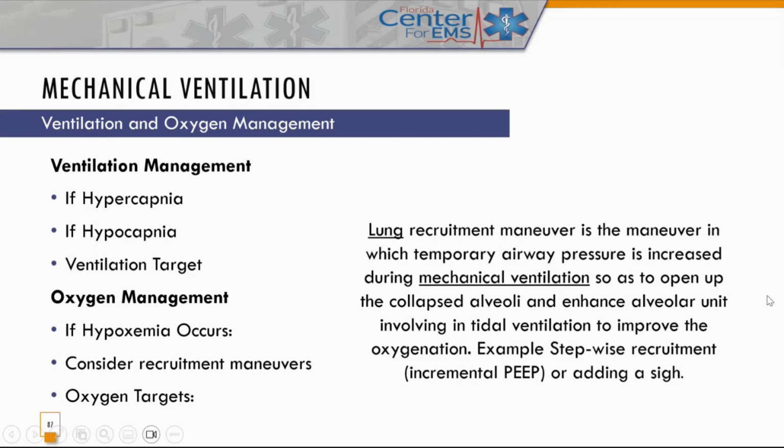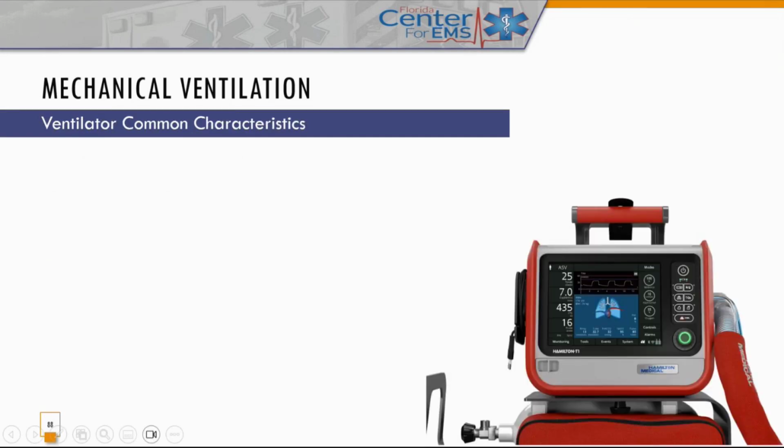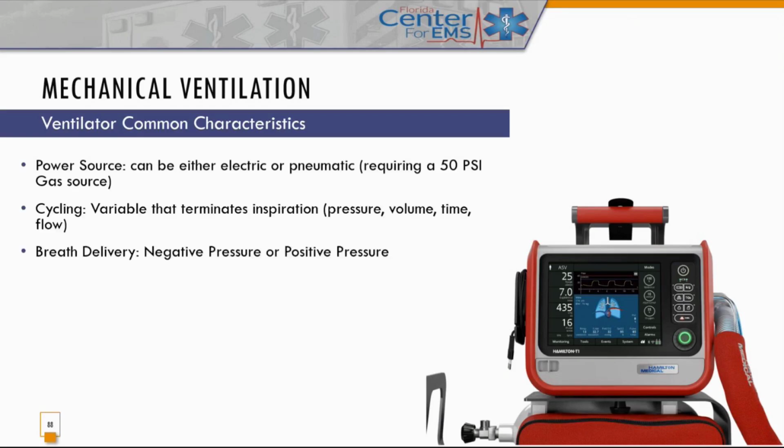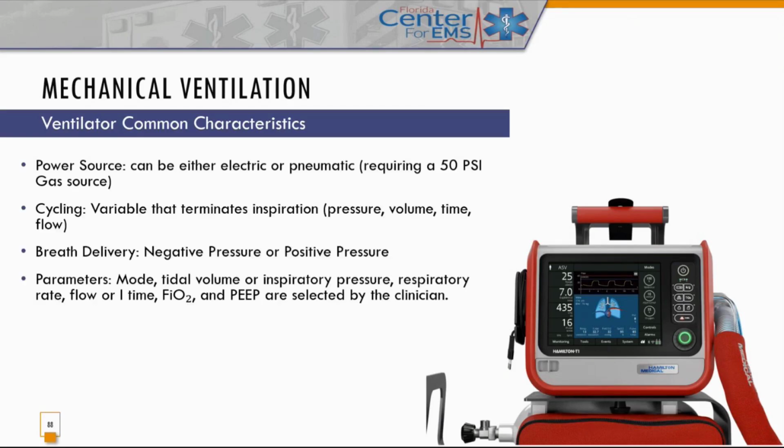There are different things that therapists will do to try to recruit alveoli. Some of the common characteristics: this is a transport ventilator. It's generally electric or pneumatic. Some can be both. Cycling is when they go from expiratory to inspiratory. It's going to cycle to the next breath. Those are some of the parameters that can be adjusted: the mode, tidal volume, inspiratory pressure, respiratory rates, FiO2, PEEP. All those types of things are under the control of the clinician running the ventilator.